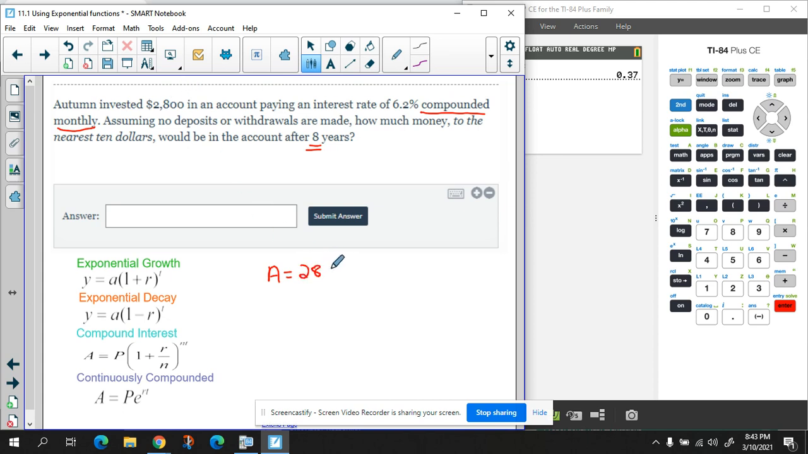$2,800 is the principal. Parentheses, 1 add, remember the rate has to be a decimal, and they gave us a percent. So dividing by 100 to make it 0.062. And now something that is a little bit new, N. There was a chart in the beginning of the lesson that said for N, you have to look carefully to find how many times are they compounding in a year.